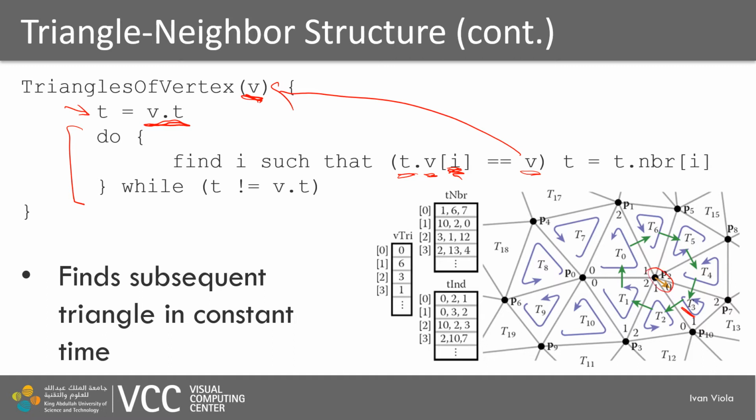We can see it by this arrow here, and then we will find that this P2 is the zeroth vertex in forming this triangle. That means that then we will be proceeding to the next triangle, which is the zeroth neighbor.